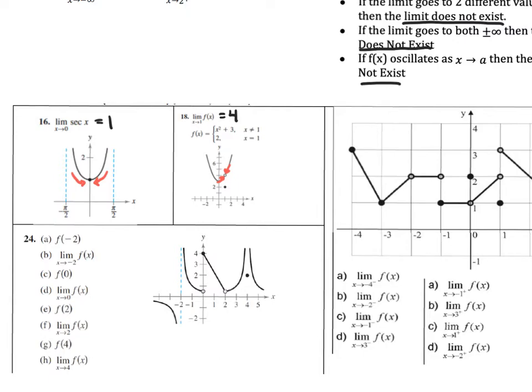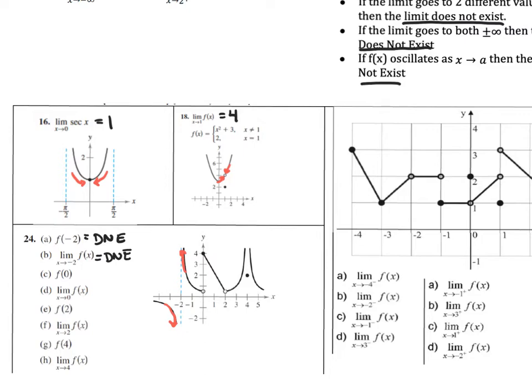Okay, if we look at the next example, 24, f of negative 2 is right where our vertical asymptote is, so it does not exist. If we're asked to look at the limit as x approaches negative 2, then we need to come from the left and from the right. Unfortunately, those are looking at different parts of infinity, so they're not approaching one value, so it does not exist.